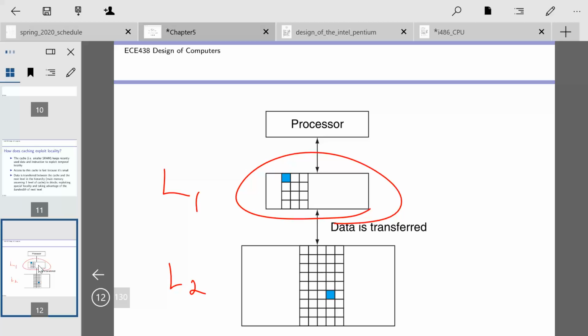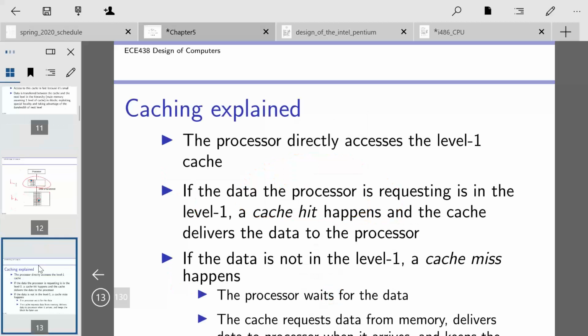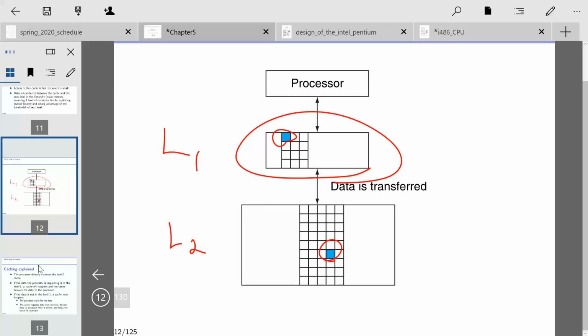We can see that this particular block right here is actually also stored here, and that's assuming an inclusive cache, and we'll talk about what that means in a bit. Okay. So the processor directly accesses the level 1 cache. That's what we see. We don't see the processor jumping over here. That path doesn't exist.